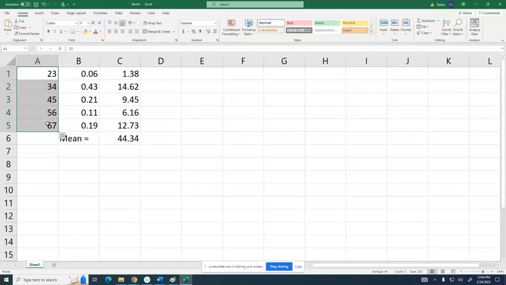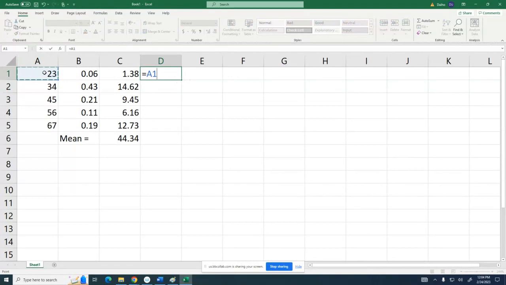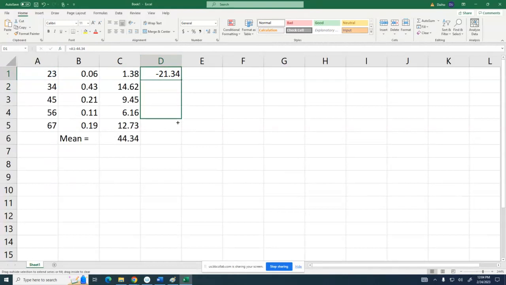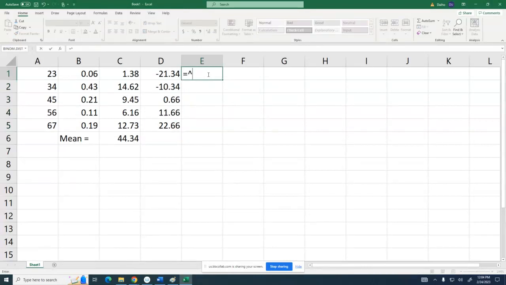And how did you get the standard deviation, the sigma? Already we take the mean. Now we take the difference, right? So in the next column, take the difference: 23 minus the mean. Copy down. Second step. What we did in the third step, take the square.